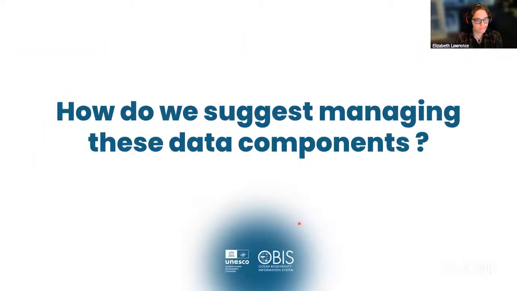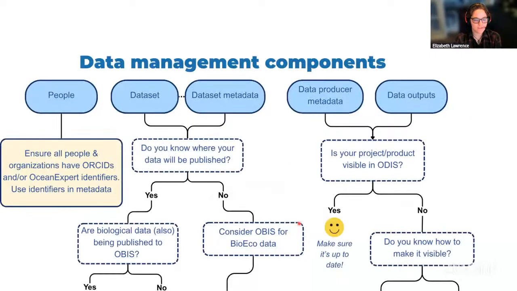So how do we suggest managing these 5 data components? I've created this relatively simple decision tree flowchart to help guide us as a first step. When we're managing the data on people, it's relatively easy. It's just making sure that everyone involved has an ORCID ID or some other unique and stable identifier, like Ocean Expert, as well as the organizations, and that we're using these identifiers in our metadata and our data.